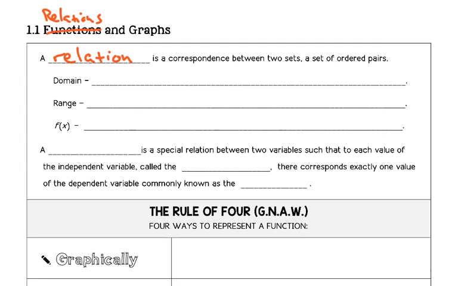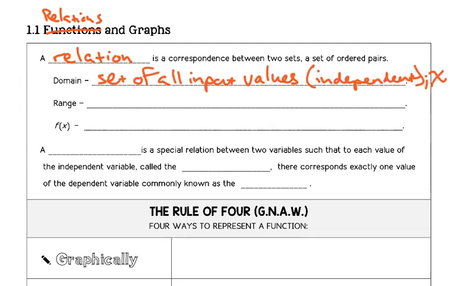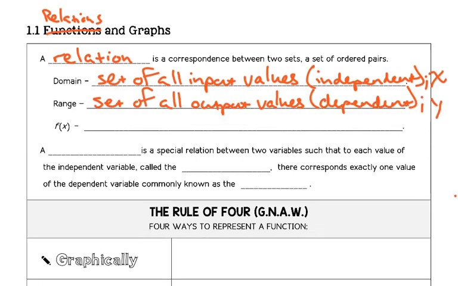So the domain is going to be the set that is all of the input values, which we also call the independent variable, and often we use x to represent that. The range of our relation is going to be the set that contains all of the output values for that relation, which we'll also call the dependent variable, which often is represented by the letter y.